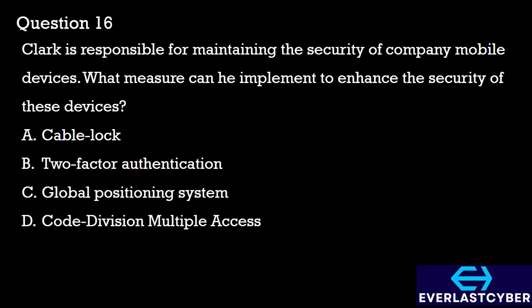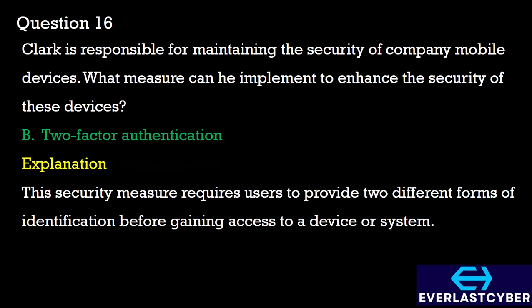For option A, cable lock can be used to secure a laptop, however, it does not directly relate to mobile devices. Two-factor authentication in option B is a security measure that requires the users to provide two different forms of identification before they can gain access to the device. Global positioning system is used for location tracking and not really for enhancing security, while code division multiple access is a wireless communication standard and not a security measure. So for this question, we'll be going with option B.